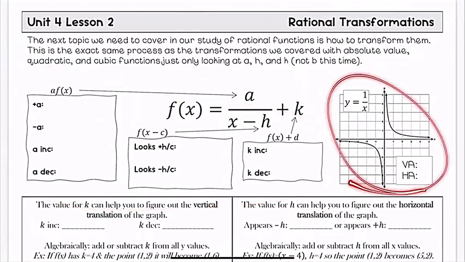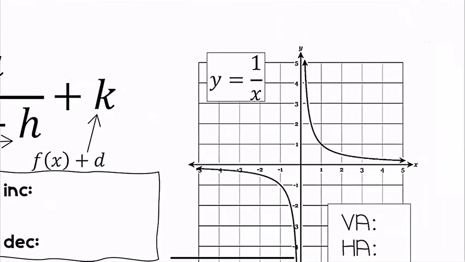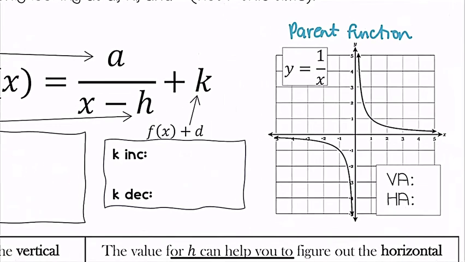And then here is a picture of the parent function. We're going to label that parent function. And this is 1 over x. You can see it right there. As you can see, compared to our equation here for the parent function, a is 1. H is not here, so it's really plus 0. And K is not here, so it's also plus 0. So right now, H and K are both 0 for the parent function.